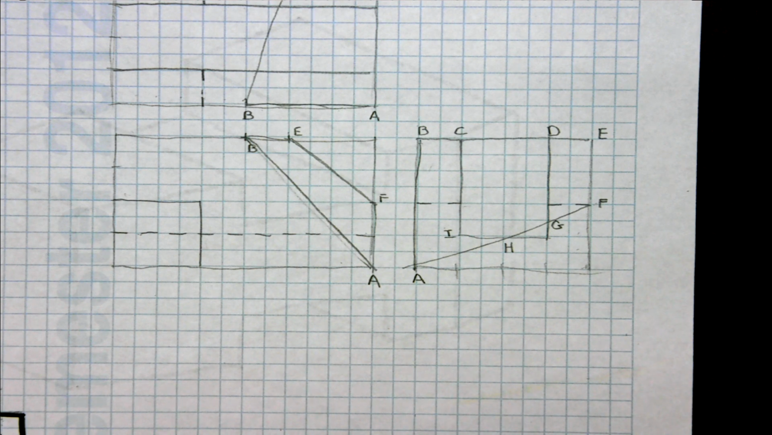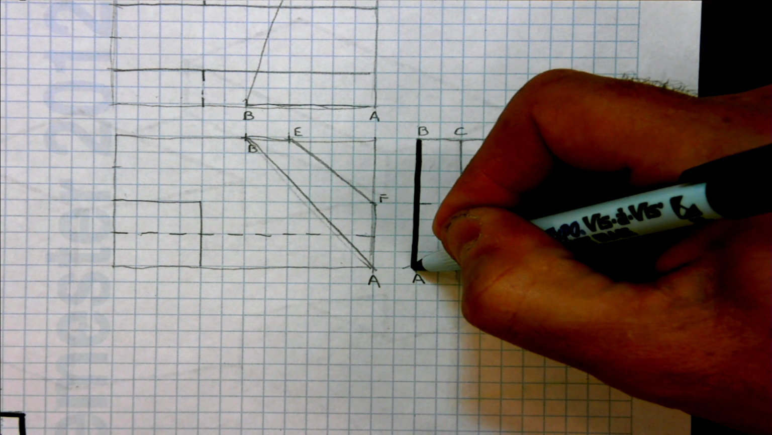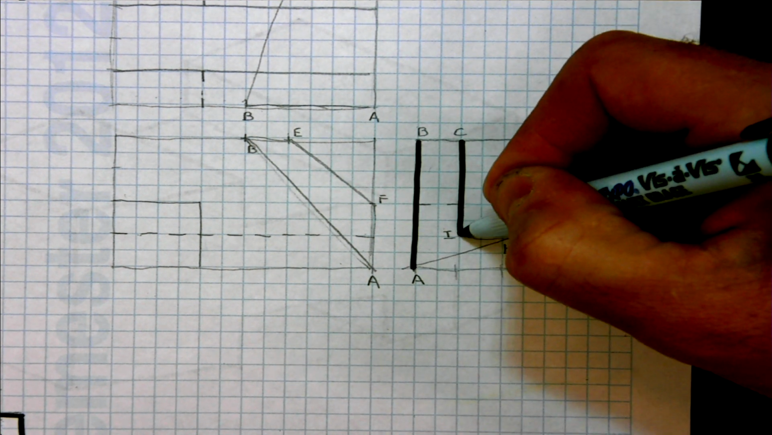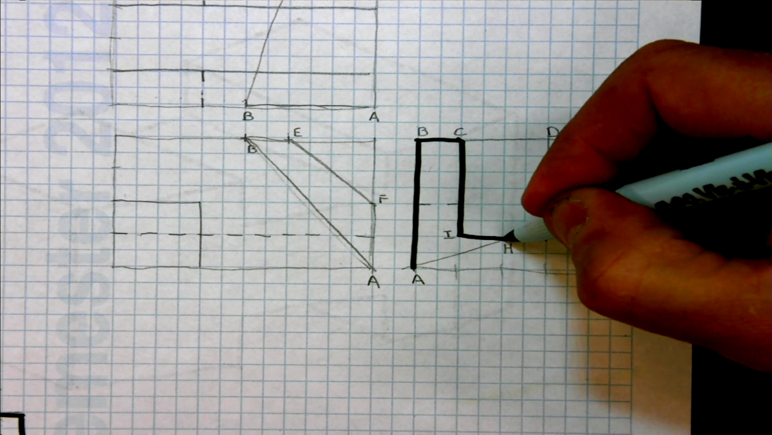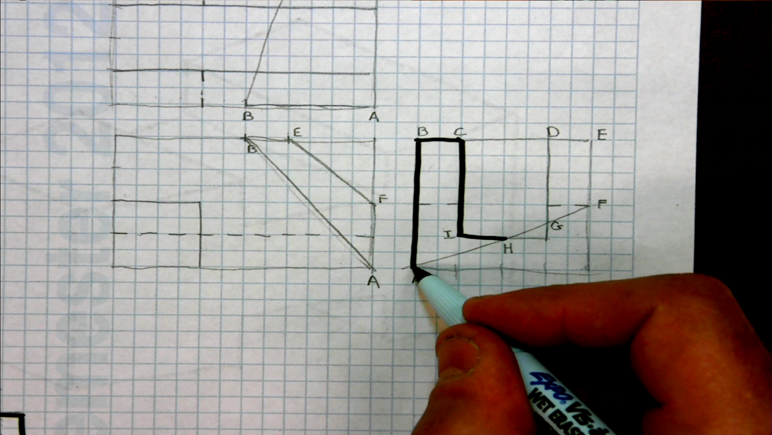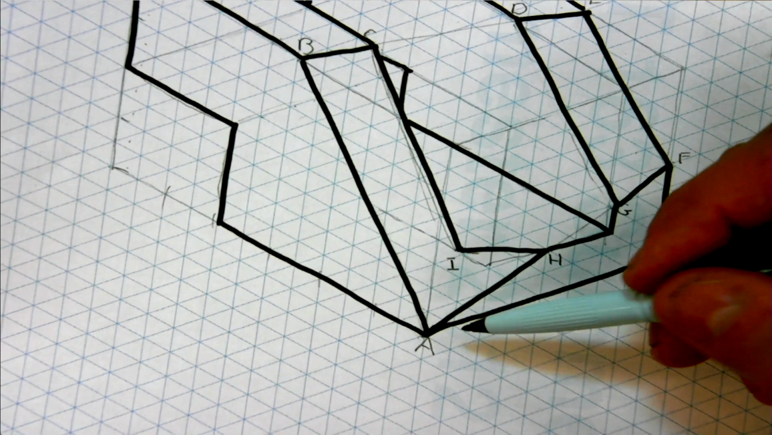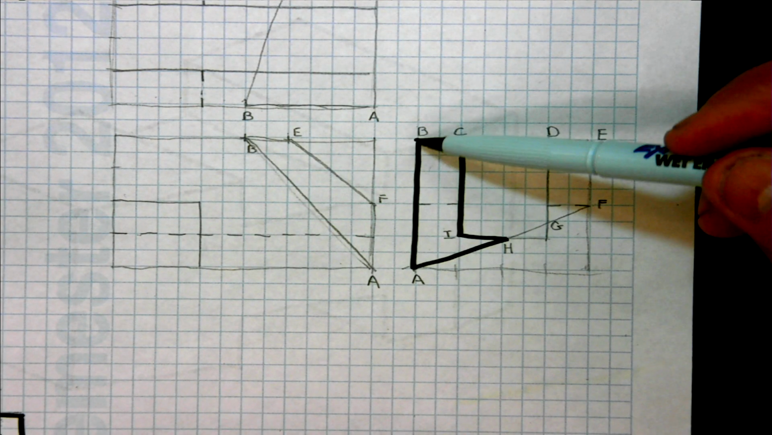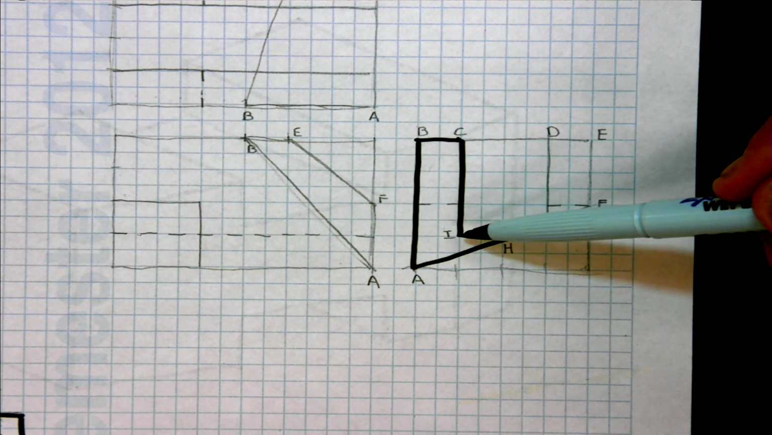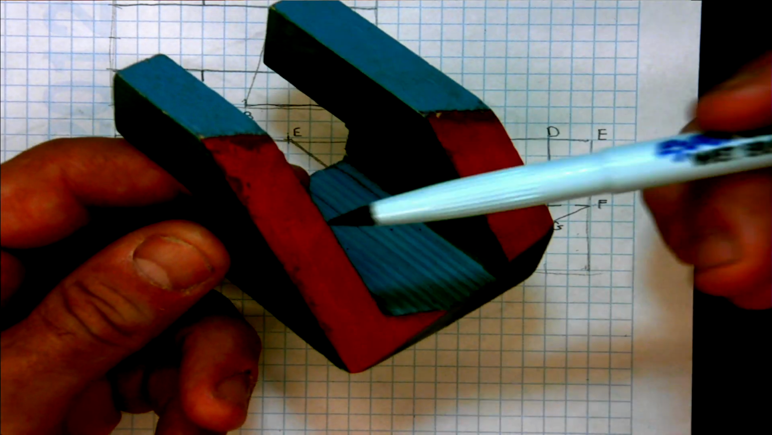So now let's go ahead and put the oblique plane in this view. Just going to highlight the oblique plane. It goes from there to there. I goes to H. H goes back to A. A to B, B to C, C to I to H, H to A. There's the oblique surface. How many sides does it have? The 5 sides.